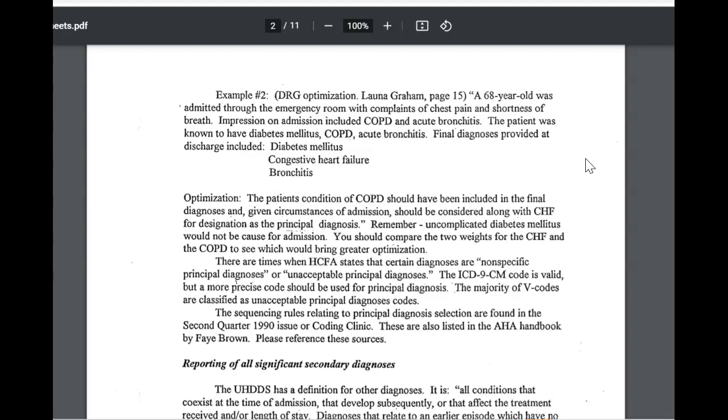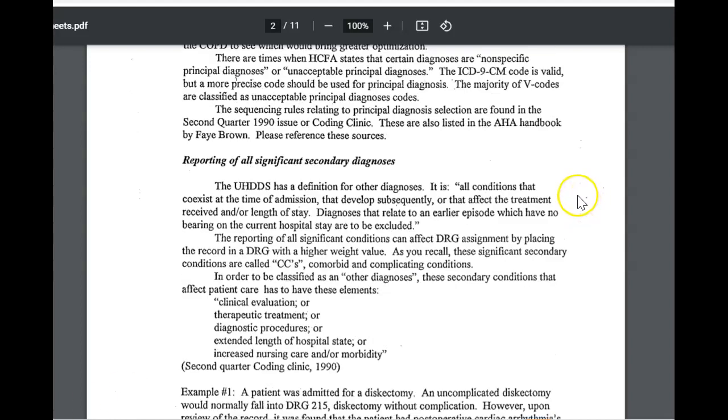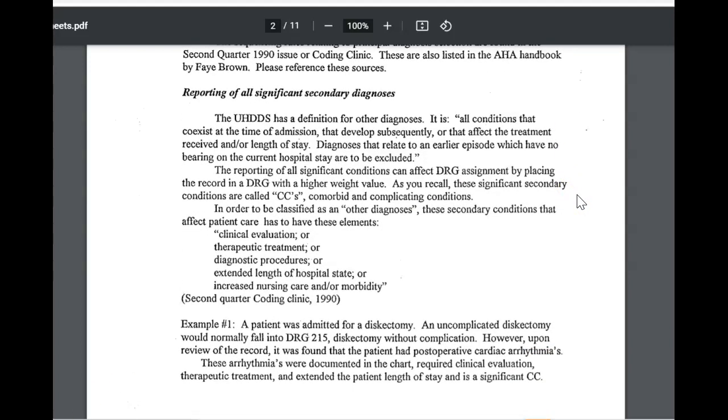The patient's condition of COPD should have been included in the final diagnosis, and given the circumstances of admission, should be considered along with the CHF for designation as the principal diagnosis. Remember, uncomplicated diabetes would not be a cause for admission. So at this point, you're going to compare the two weights for CHF and COPD to see which would bring greater optimization. Again, it's fine as long as both of them meet that definition. It's not fraudulent.